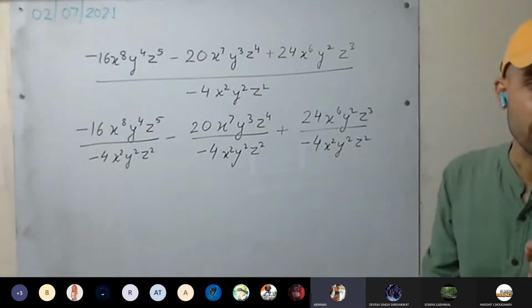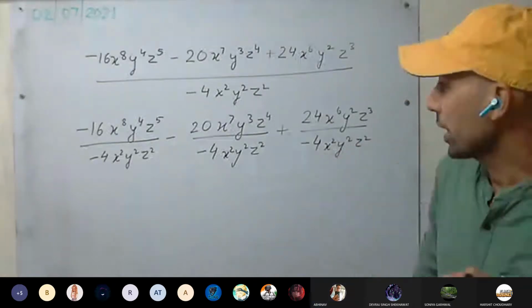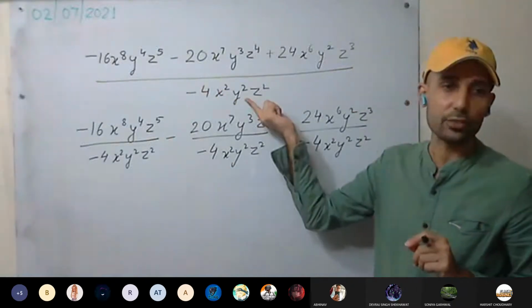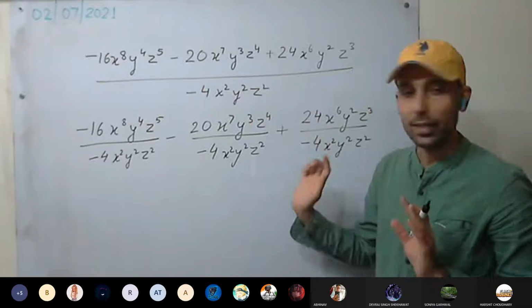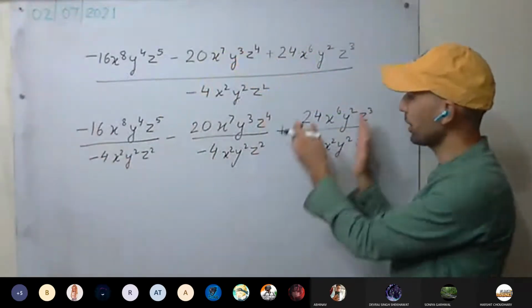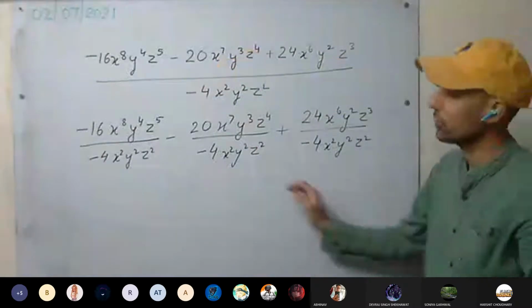This is clear to all? Yes, that's fine. We have divided each term by minus 4 x square, y square, z square. Now what we have to do? We have to solve this separately. This we have to solve separately. This we have to solve separately. Solving means we have to divide.